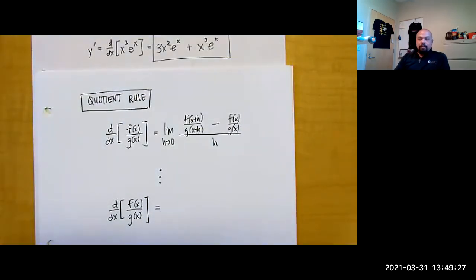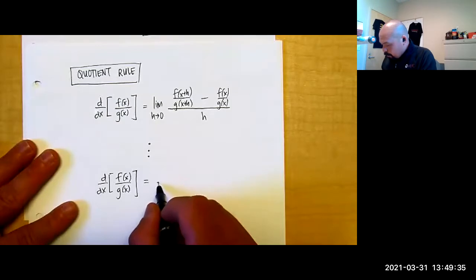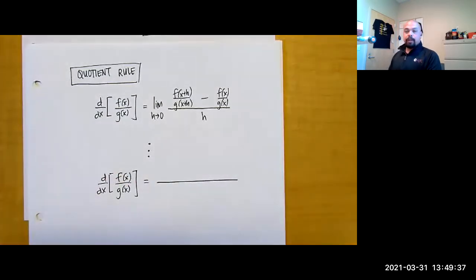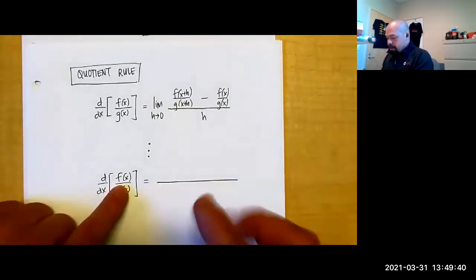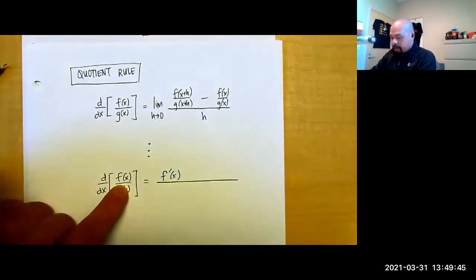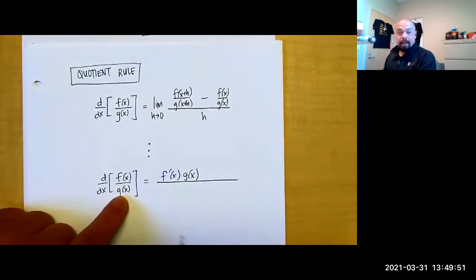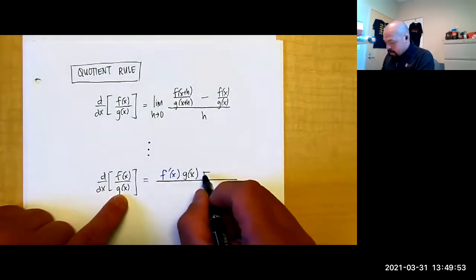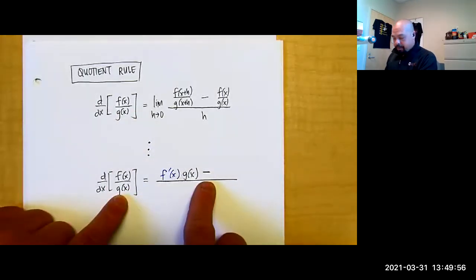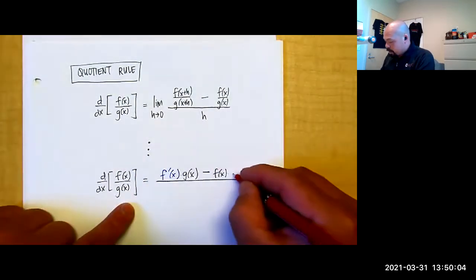So going through that limit work, let's jump down to the result: the derivative for a quotient of two functions, the quotient rule. It's going to be a rational expression. In the numerator, we're going to have the derivative of the numerator, f prime at x, times the denominator function. Then a key point here is going to be minus. Quotients go with subtractions. Our numerator function, f of x, times the derivative of the denominator.